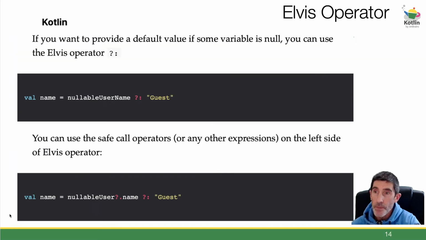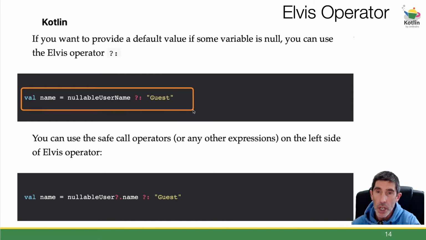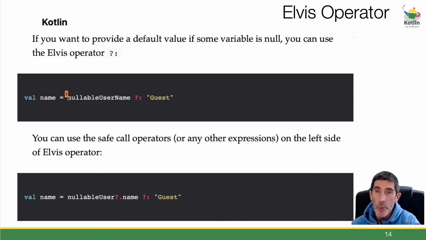so just to talk a little bit about the Elvis operator, we would have covered this in the syntax section. If you want to provide a default value if some variable could be null, you can use the Elvis operator. So we say something like this. We have our val name, there's what we're checking, and if that happens to be null, we're saying assign it the value guest instead. Otherwise, obviously, assign whatever this value is to this variable here.